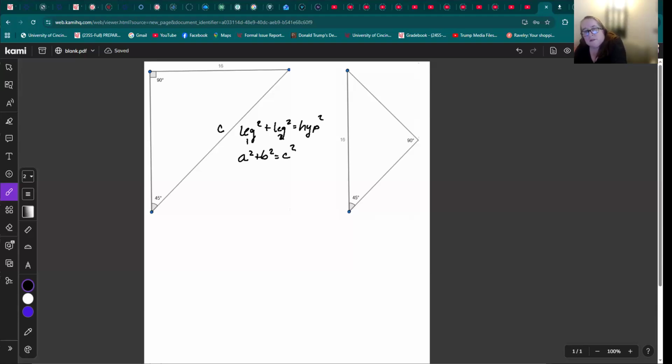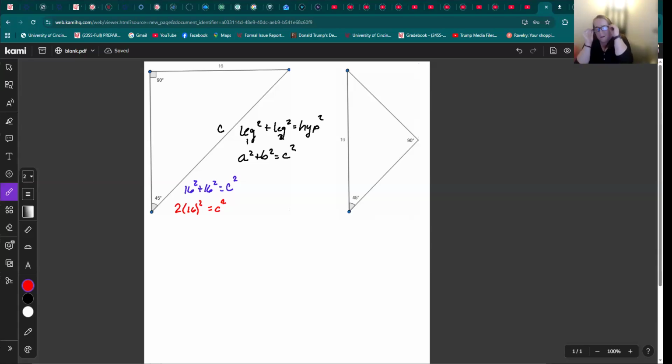All right, so if I'm looking at this triangle, I know that I have the two sides are equal because it's a 45, 45, 90. So I know my legs squared is going to be 16 squared plus 16 squared equals C squared. All right, now being a lazy math person, I am going to make my life a little bit easier, and I would say 2 times 16 squared equals c squared.